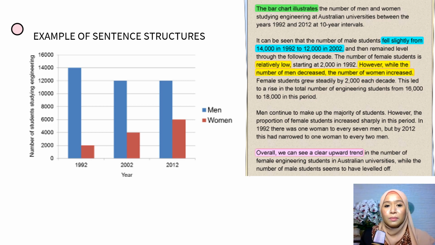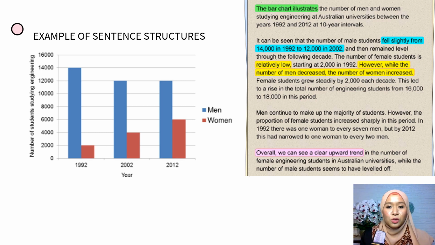For example, the bar chart illustrates the number of men and women studying engineering at Australian universities between the years 1992 and 2012 at 10-year intervals. It can be seen that the number of male students fell slightly from 14,000 in 1992 to 12,000 in 2002, and they remained level through the following decade.